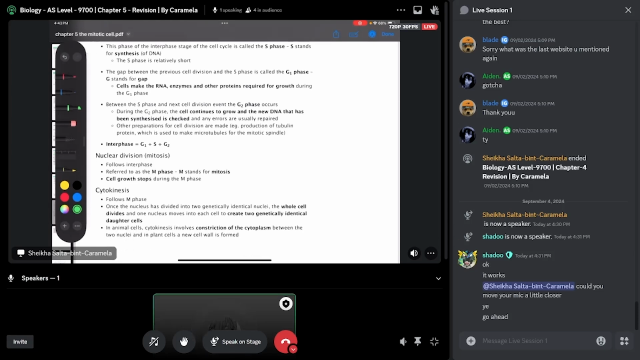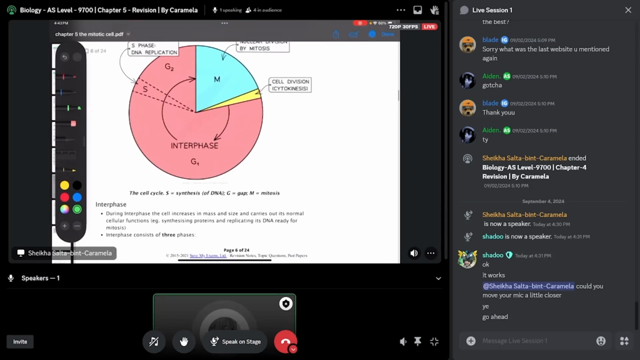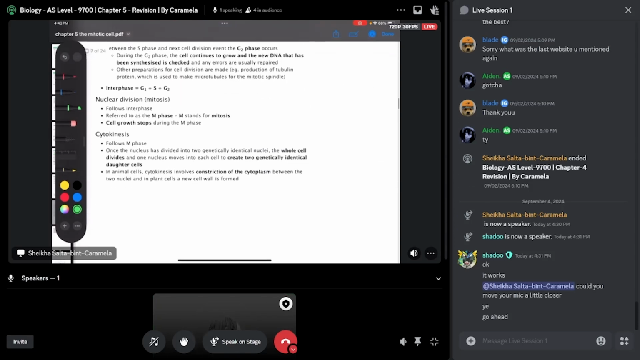Then we have nuclear division, which is your mitosis, and this follows your interphase. This is represented as M phase in the cycle that is shown. And the cell stops growing at this point. It has reached its full, adult cell size, and it would stop growing.